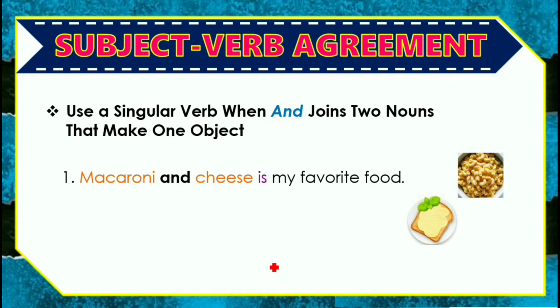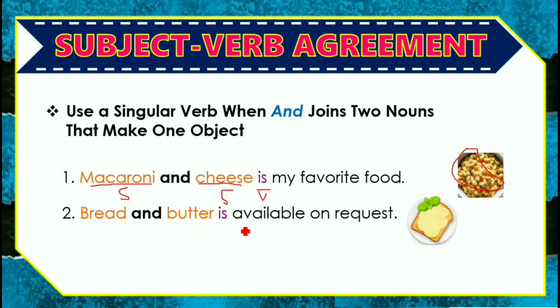For example, macaroni and cheese is my favorite food. Do not treat each word individually because macaroni and cheese is the name of the dish. That is why our verb should be singular, because we are just referring to one dish and not two. Another example, bread and butter is available on request. So again, bread and butter is the name of the food. Therefore, we just have to use a singular verb is.